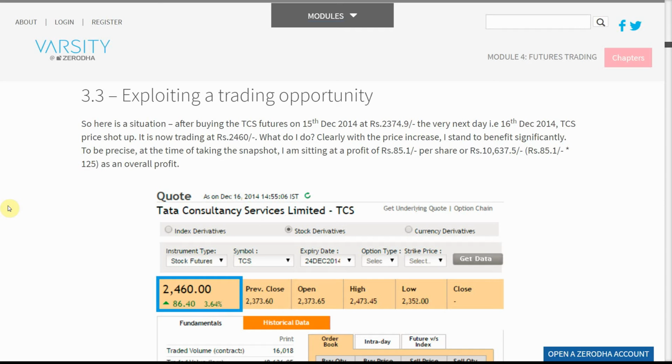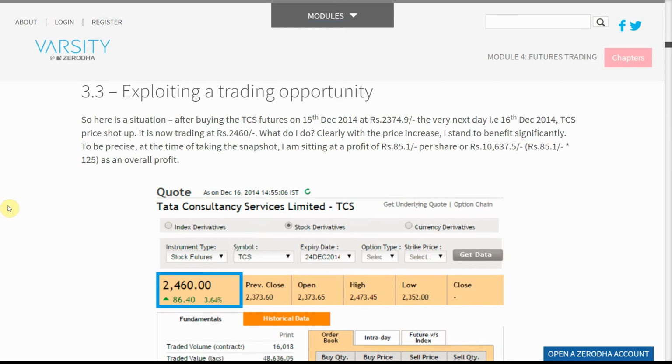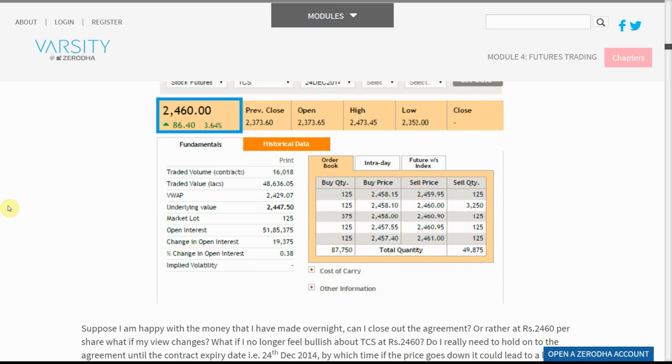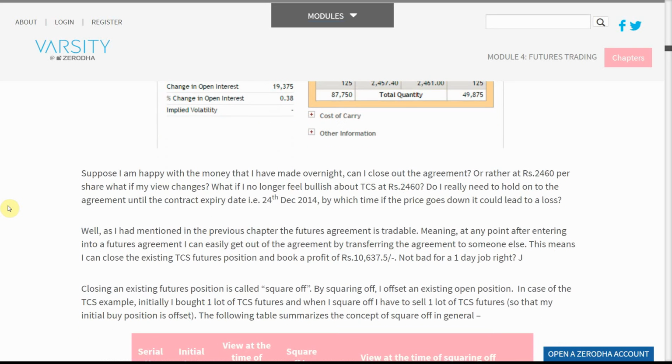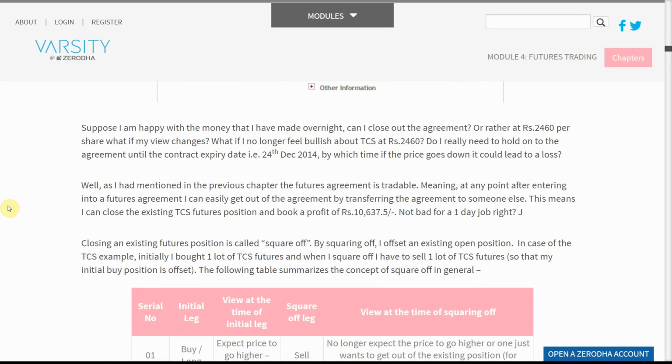To be precise, at the time of taking the snapshot, I am sitting at a profit of 85 rupees and 10 paise per share, or 10,637 rupees and 50 paise, that is, 85 rupees and 10 paise times 125, as an overall profit. Suppose I am happy with the money that I have made overnight. Can I close out the agreement? Or rather at 2,460 rupees per share?